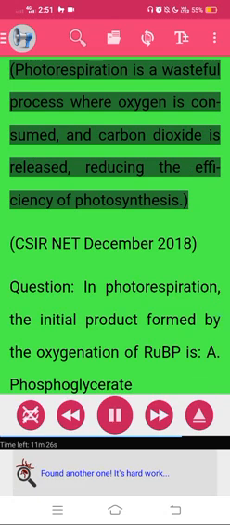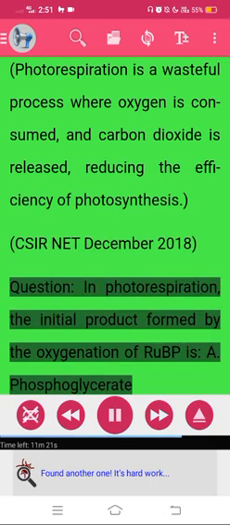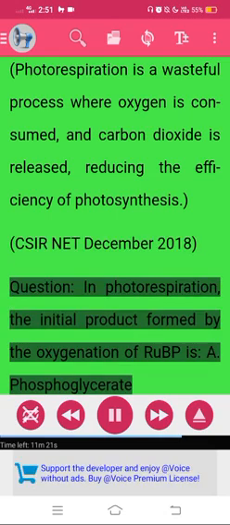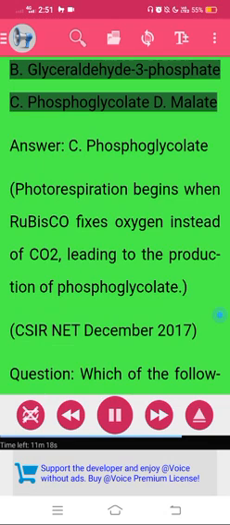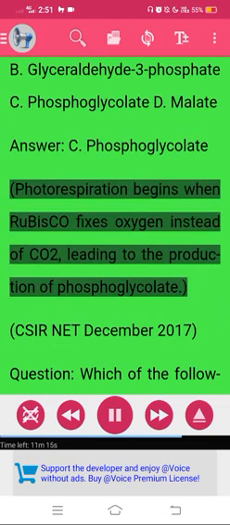Photorespiration is a wasteful process where oxygen is consumed and carbon dioxide is released, reducing the efficiency of photosynthesis. CSIR NET December 2018. Question: In photorespiration, the initial product formed by the oxygenation of RuBP is: A. phosphoglycerate, B. glyceraldehyde 3-phosphate, C. phosphoglycolate, D. phenolate. Answer: C, phosphoglycolate. Photorespiration begins when Rubisco fixes oxygen instead of CO2, leading to the production of phosphoglycolate.